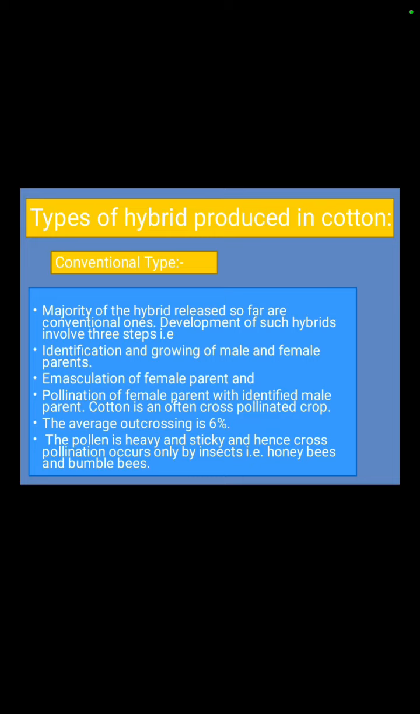Types of hybrid produced in cotton. First is the conventional type. The majority of hybrids released so far are conventional ones. Development of such hybrids involves three steps: identification and growing of male and female parents, then emasculation of the female parent, and pollination of the female parent with the identified male parent. Cotton is often a cross-pollinated crop. The average outcrossing is 6%. The pollen is heavy and sticky and hence cross-pollination occurs only by insects, that are honeybees and bumblebees.